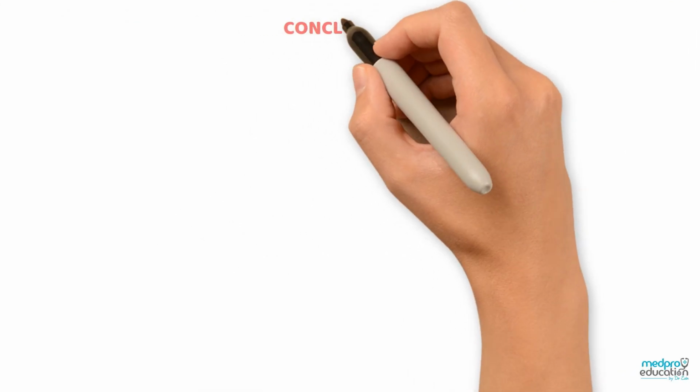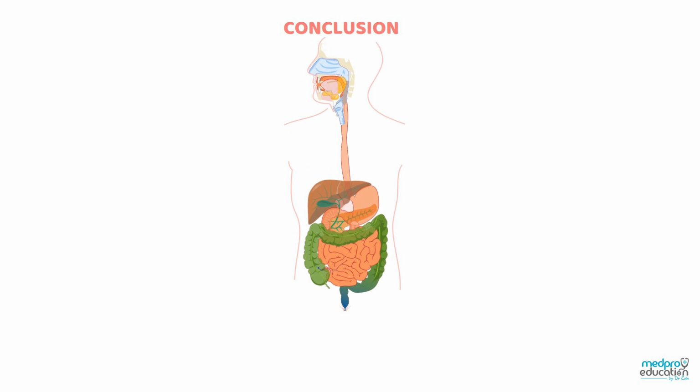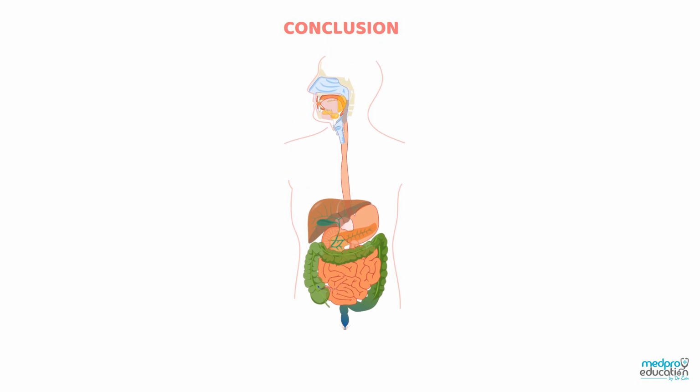The gastrointestinal tract is a highly specialized system for digestion, absorption, and excretion. A clear understanding of its anatomy, blood supply, histology, and clinical correlations is essential for medical practice.